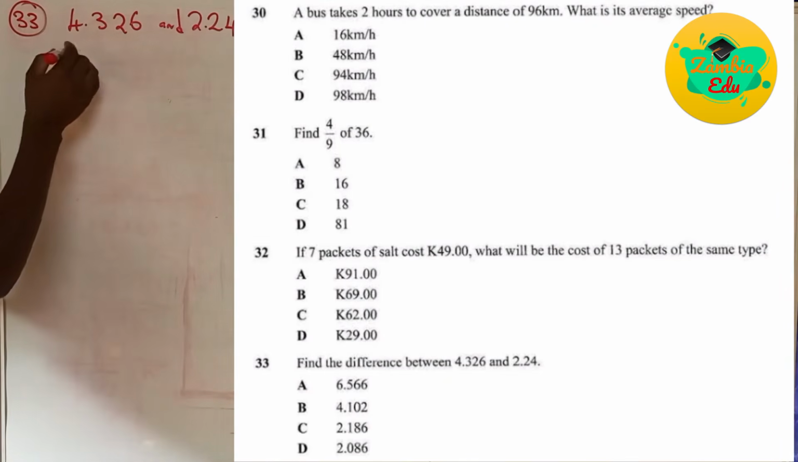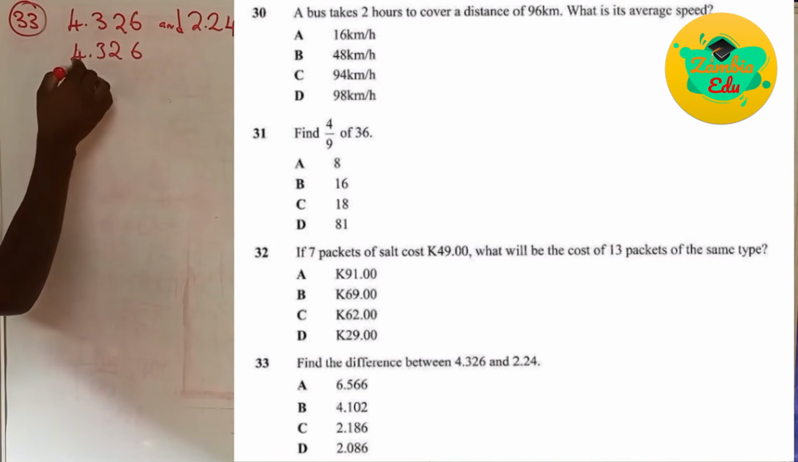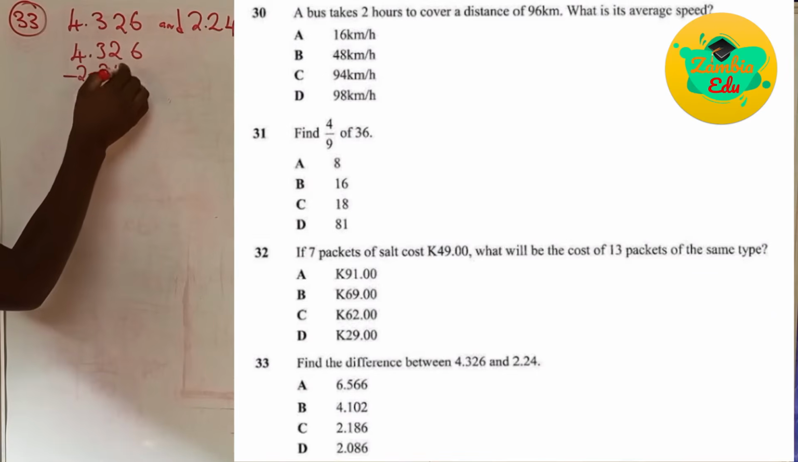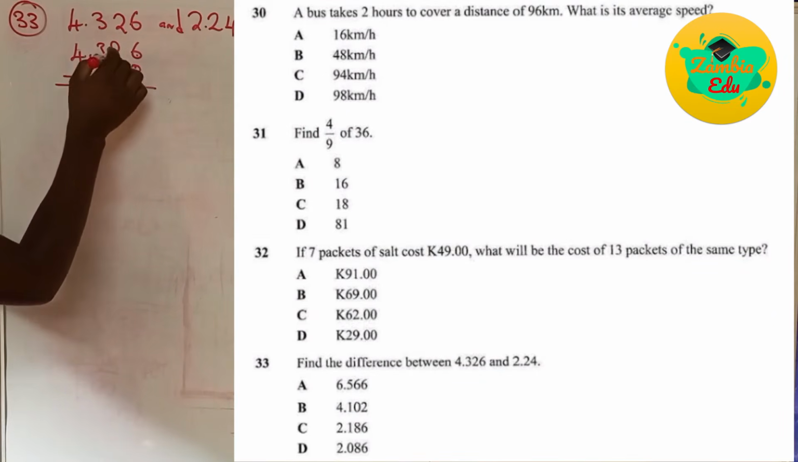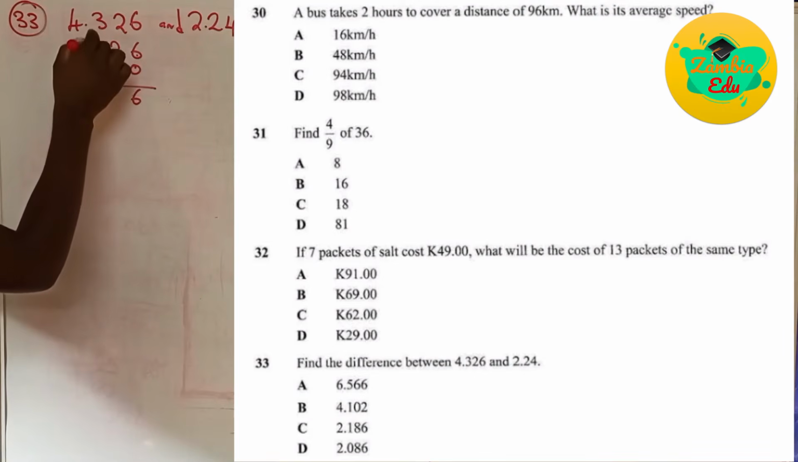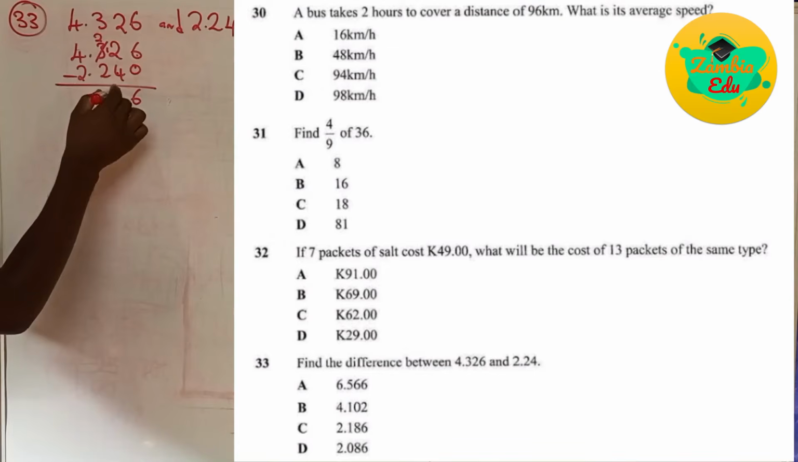So to find the difference, just do 4.326 take away 2.24. Then you put a 0 there. 6 take away 0 is 6. 2 take away 4, it can't. Borrow from that, it remains a 2. That becomes a 12. 12 take away 4 is 8.